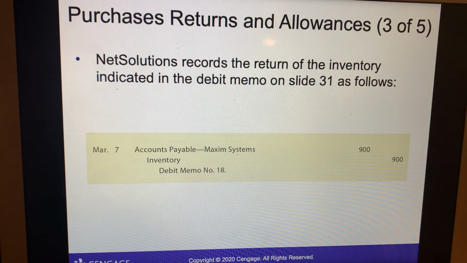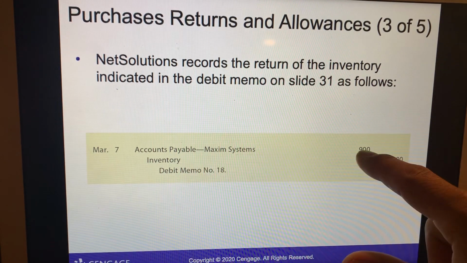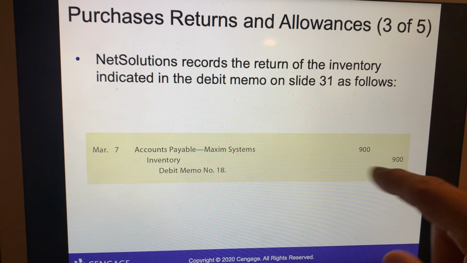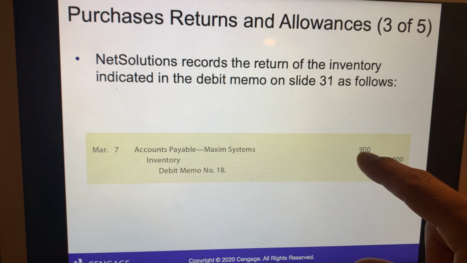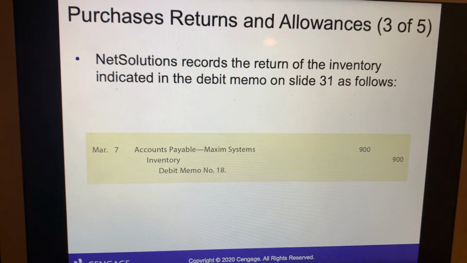So here's what that would look like. That $900 we looked at earlier, and look at this. Our accounts payable went down 900, and our inventory also went down 900. Don't forget, inventory is a debit account, so we're subtracting 900 from it, and our accounts payable, we're taking off 900 out of there as well.